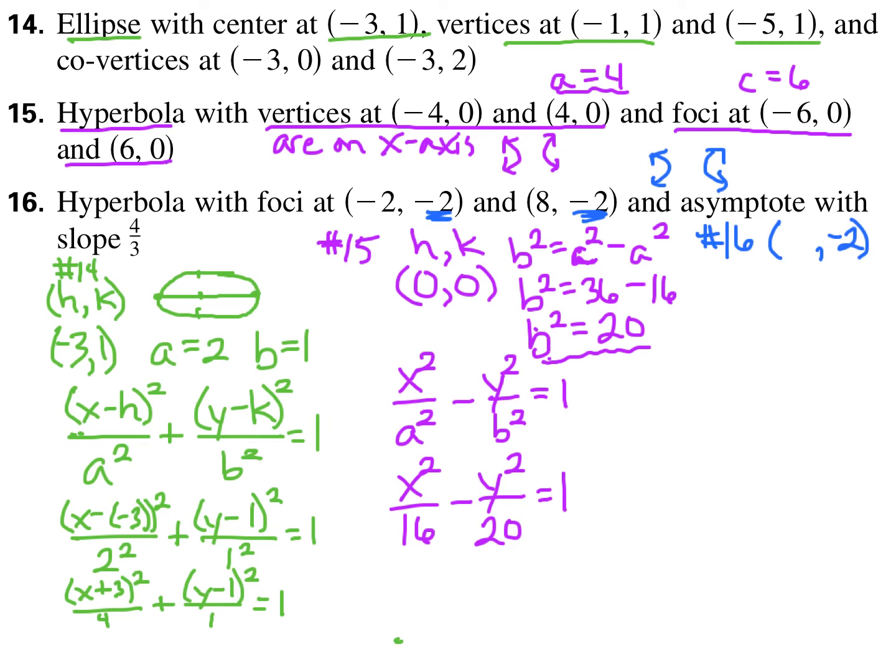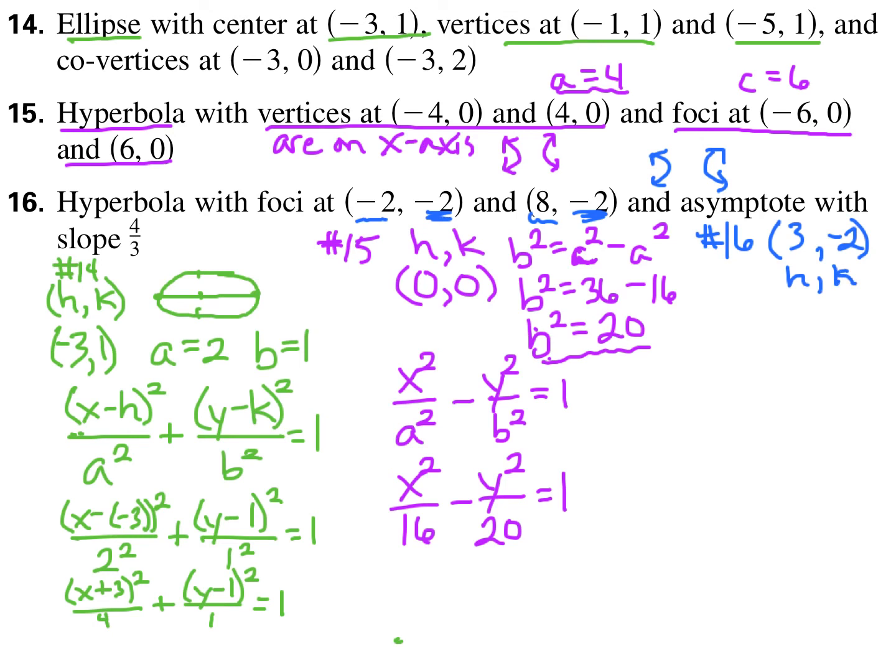Well, the midpoint of -2, -2 and 8, -2 must be something, -2, and that something must be the average of -2 and 8, because remember it's x1 plus x2 over 2. So -2 plus 8 is 6. 6 divided by 2 is 3. So my center, h, k, is at 3, -2.